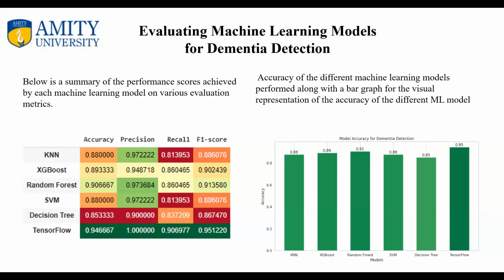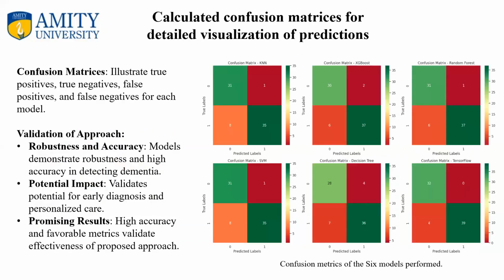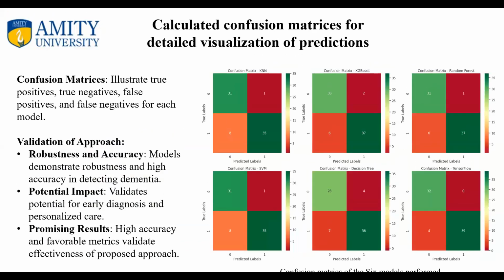In conclusion of my presentation, the models that I have made using KNN, XGBoost, random forest, support vector machine, decision tree, and TensorFlow demonstrate a high accuracy of 94.66% in dementia detection. Robust performance suggests a potential for early diagnosis and personalized care. Comprehensive assessment.